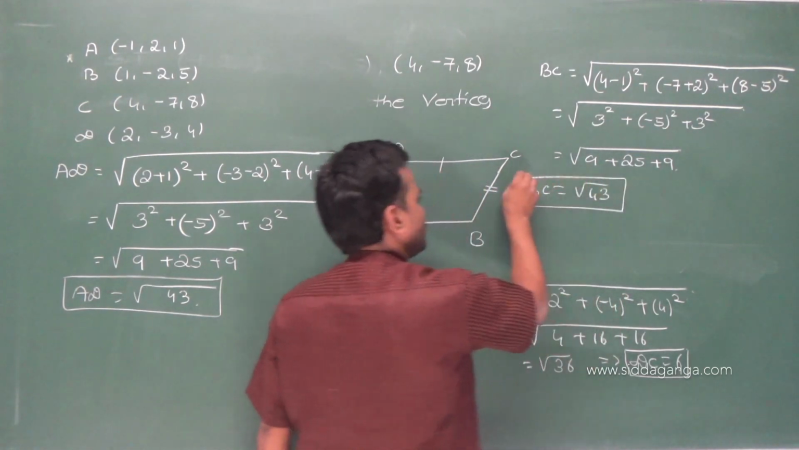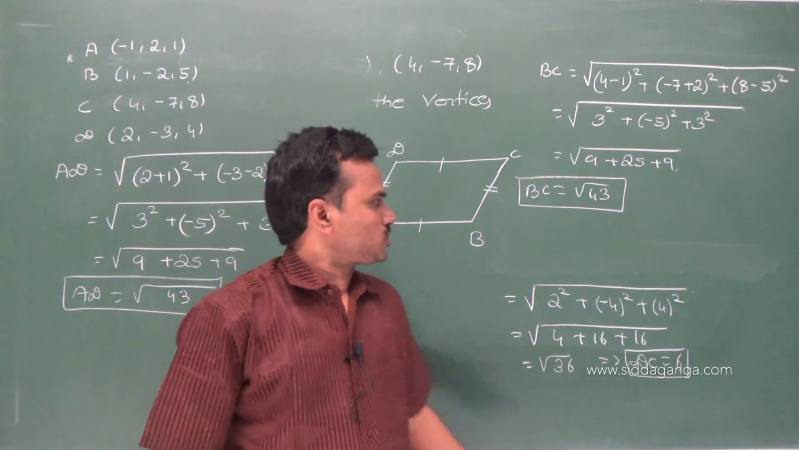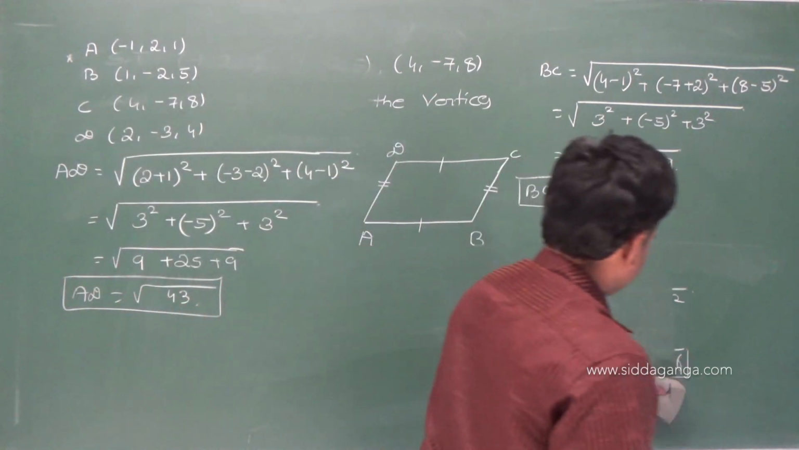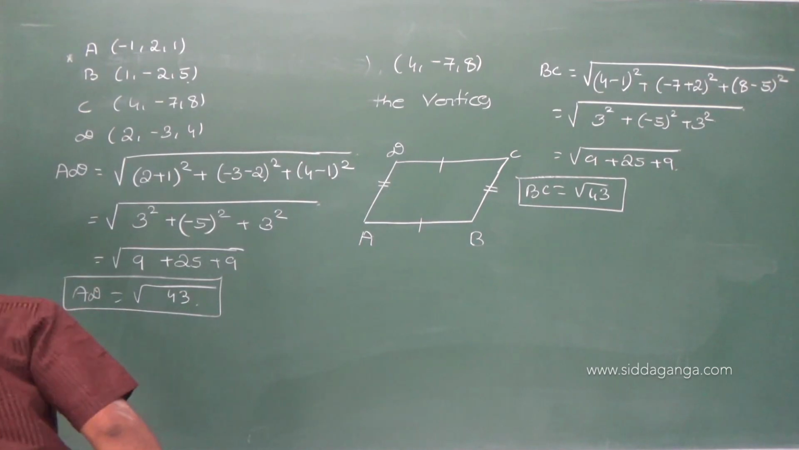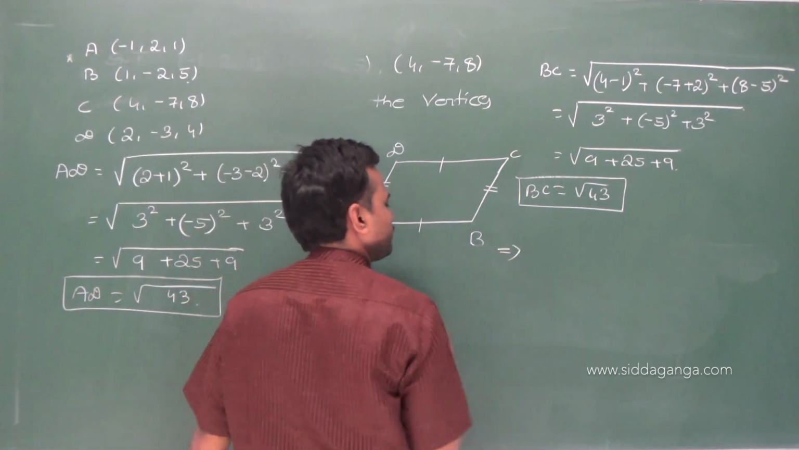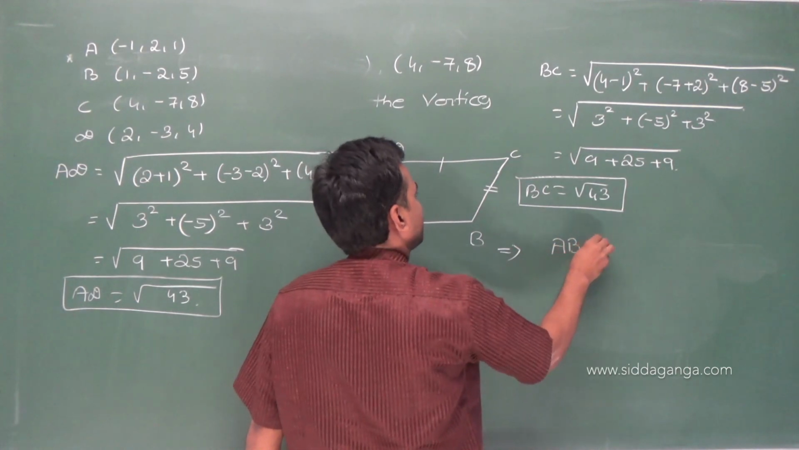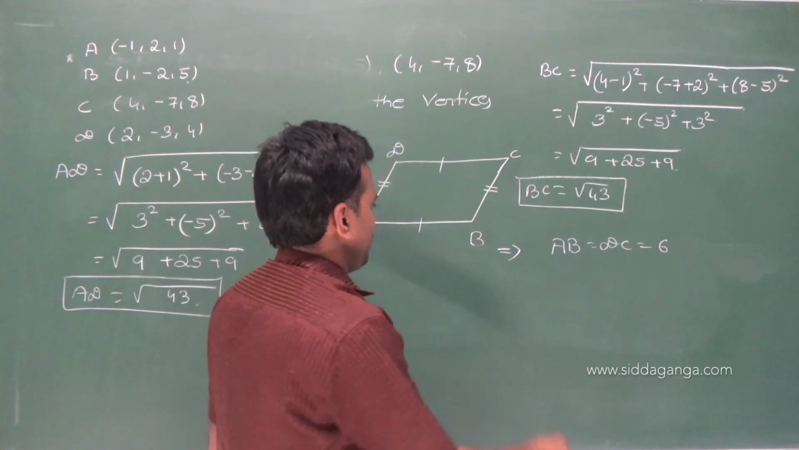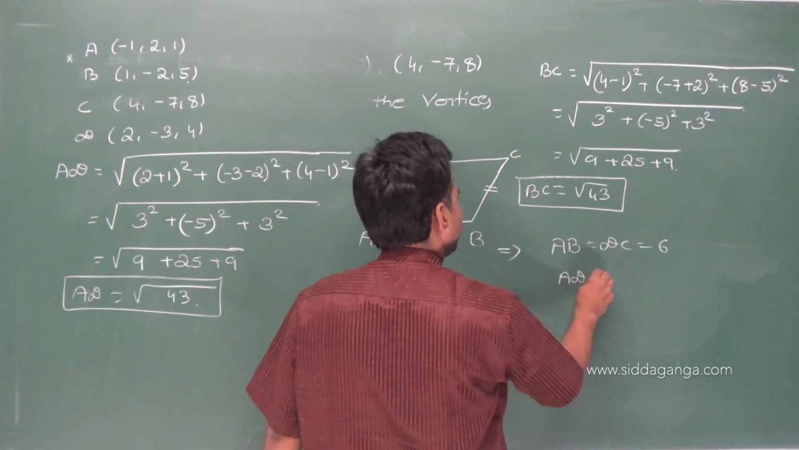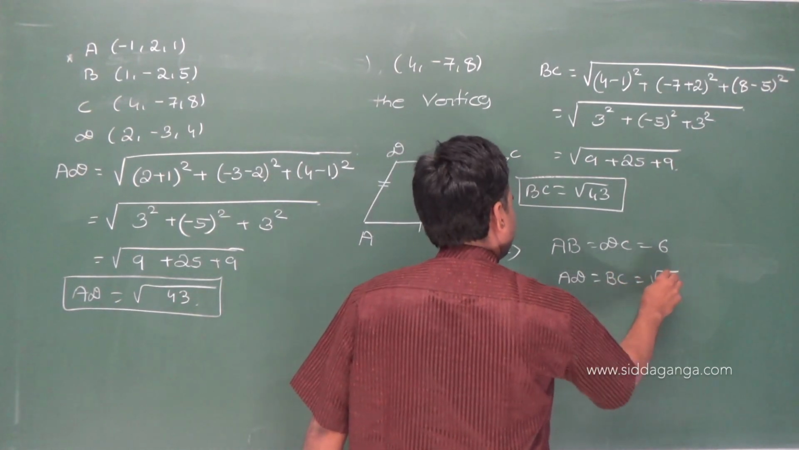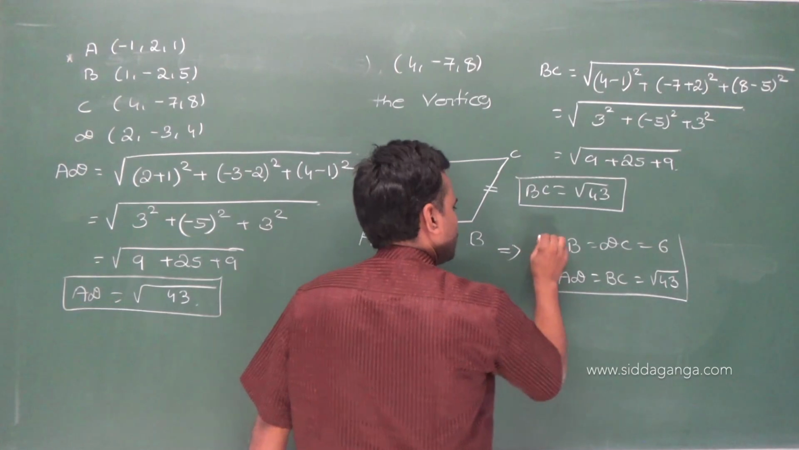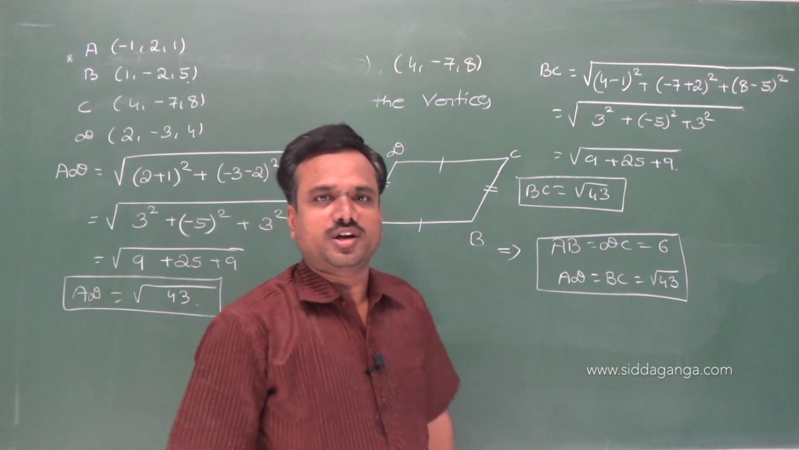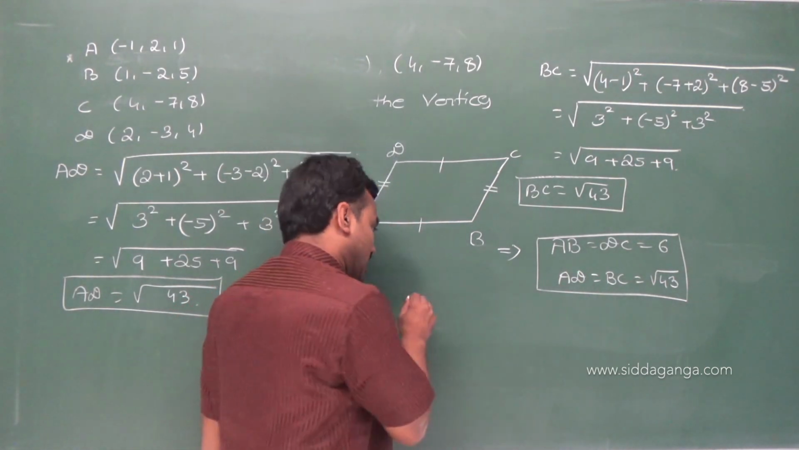BC is equal to what? Square root of 43. The conclusion step we write here. The conclusion step is that implies AB is equal to DC is equal to 6. First result. Then AD is equal to BC is equal to square root of 43. Observe carefully. Opposite sides are equal. Correct now? Opposite sides are equal.